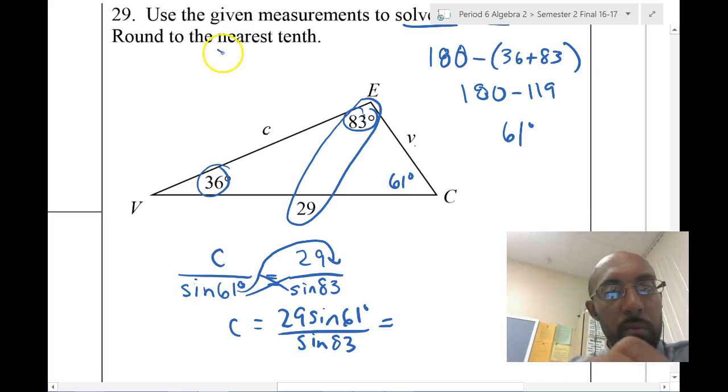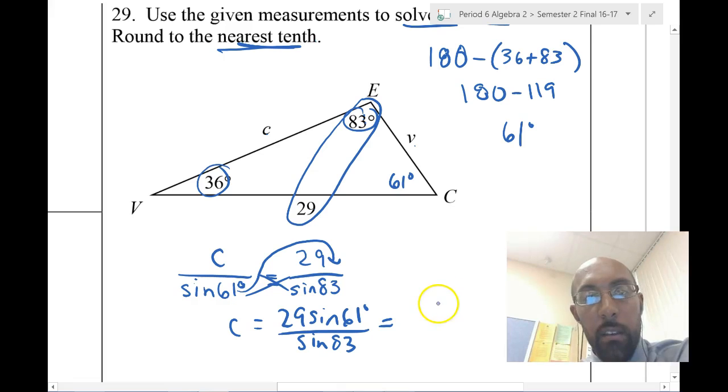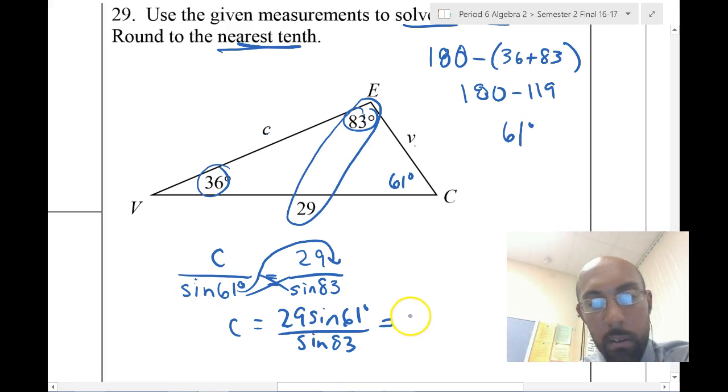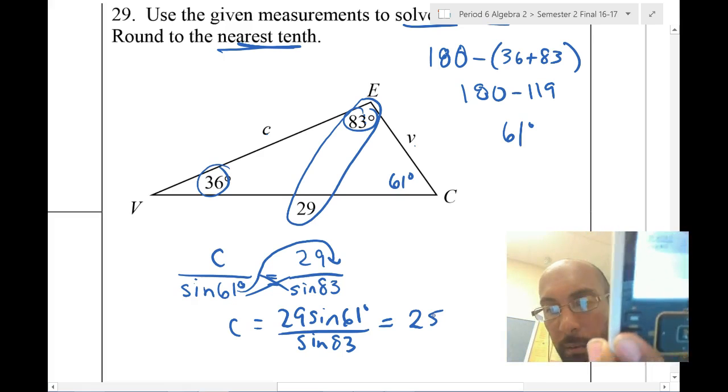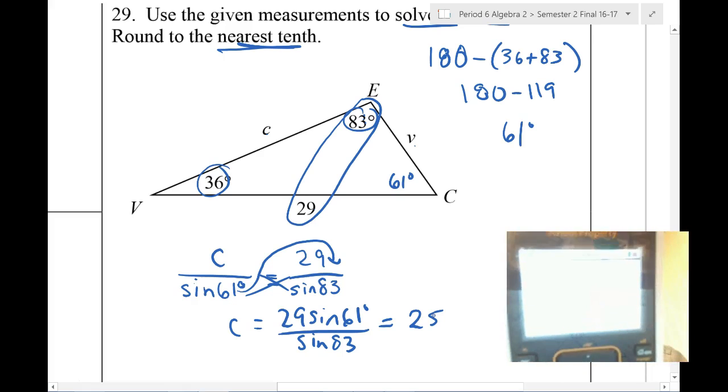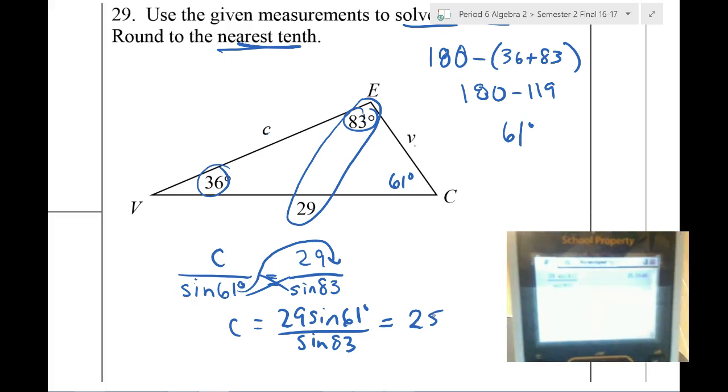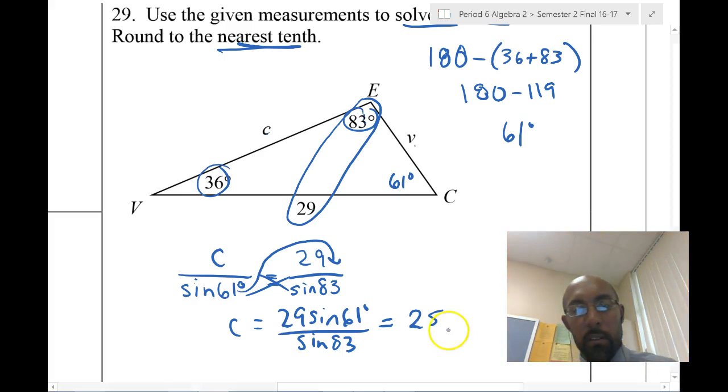All right, and it says to round everything to the nearest tenth. So we're going to round our 25. I'll show you if I can on here. It probably doesn't show up very well on the camera. No, it doesn't. Oh, you can kind of see it. All right, there's my 25.55, and that rounds to 25.6.